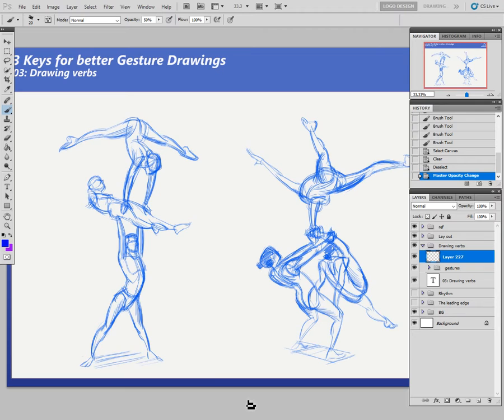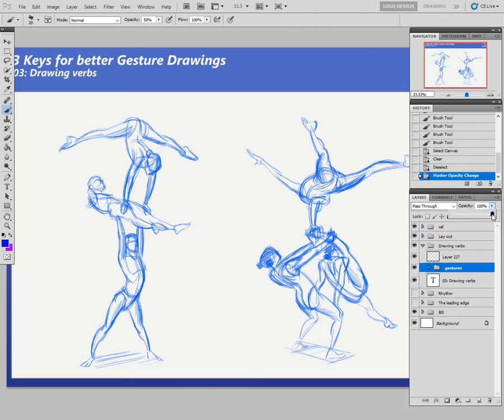So I'm not thinking in terms of drawing a leg or drawing a head or proportions and that kind of stuff. I'm really thinking about what the action is and using line. I am putting down the lines that actually communicate that action, that communicate what is happening. So let me actually show you what I'm talking about here.